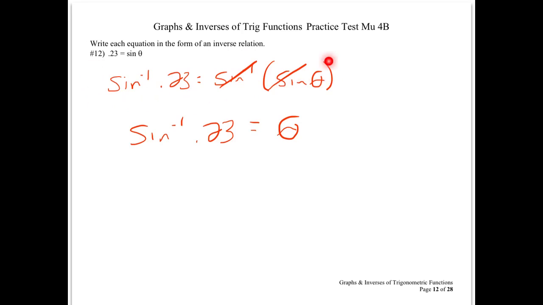You do not have to show this work. I'm just explaining it to you. You could have also written this answer as arc sine of 0.23 equals theta. Sine inverse and arc sine are synonyms.